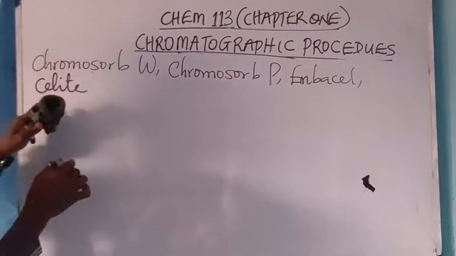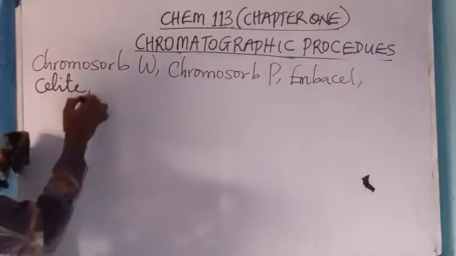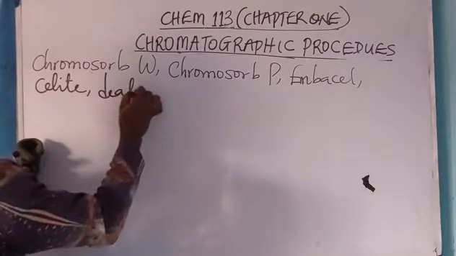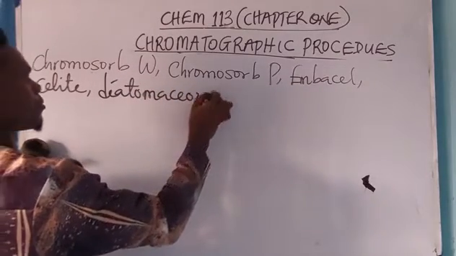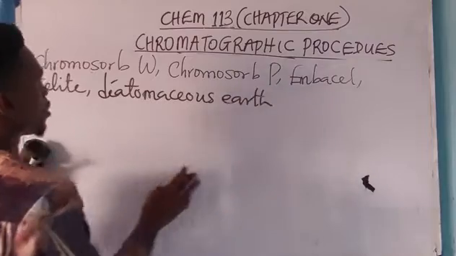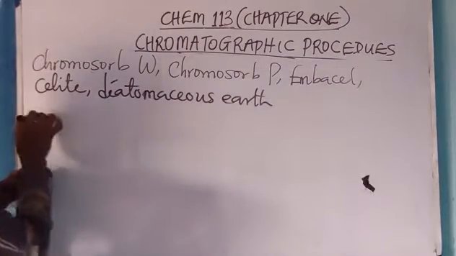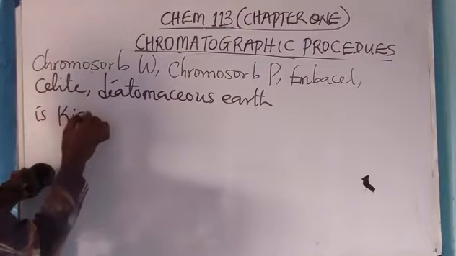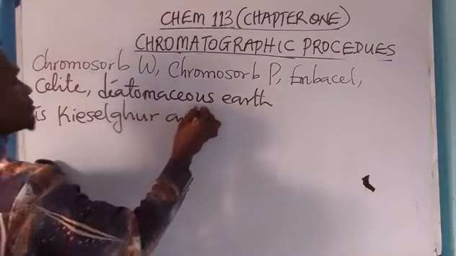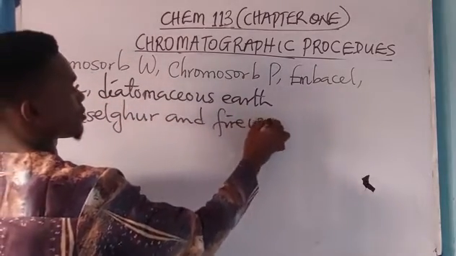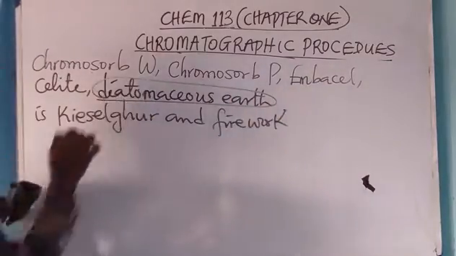Now, all of these are there. There's one again that's called Stomachal. Now, there's what we call diatomaceous earth. A good example of a diatomaceous earth is Celite and firebrick. They are examples of diatomaceous earth. Take note of that.